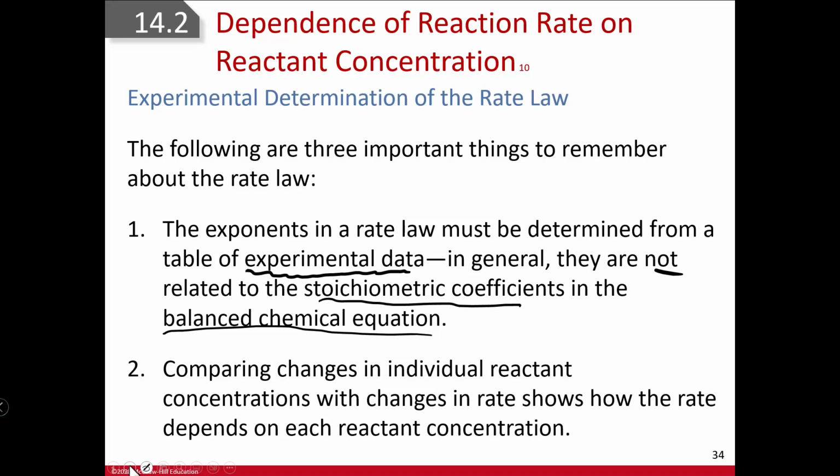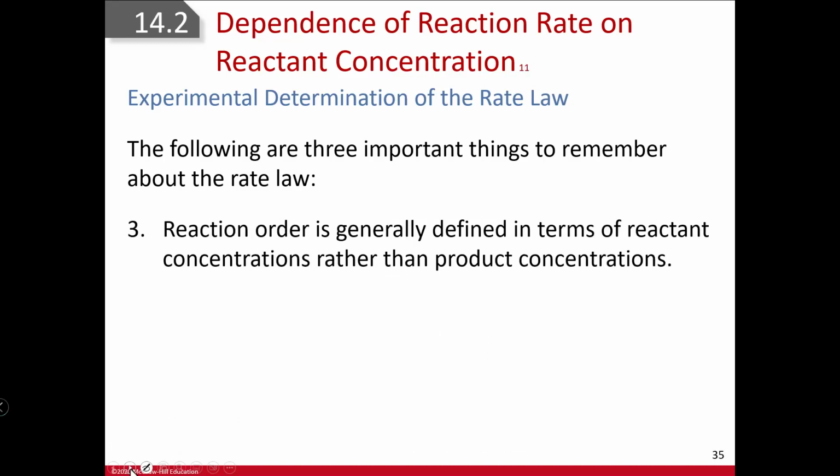Comparing the changes in the individual reactant concentrations with changes in the rate shows how the rate depends on each of the reactants' concentrations. So we've done that. That's why you have to have a series of 3 experiments for 2 substances. If you have more substances, you're going to have more experiments. And then the last rule: reaction order is generally defined in terms of reactant concentrations rather than product concentrations, because once products are formed, those products can revert back to reactants, thus complicating the rate law.